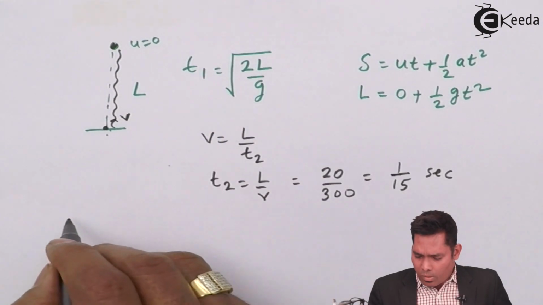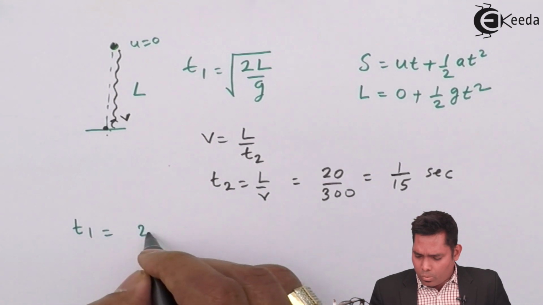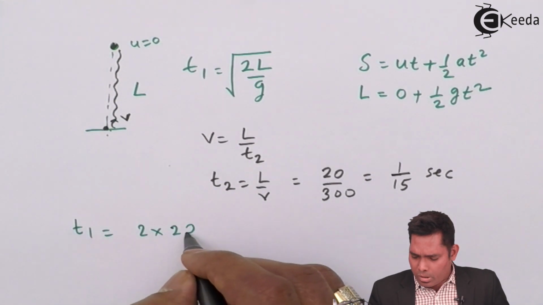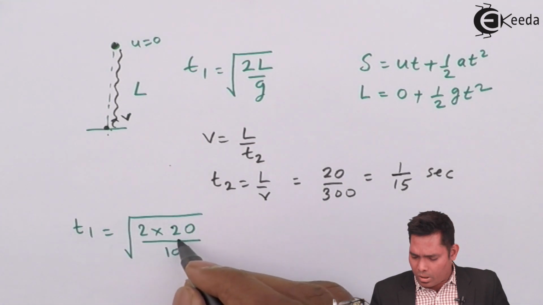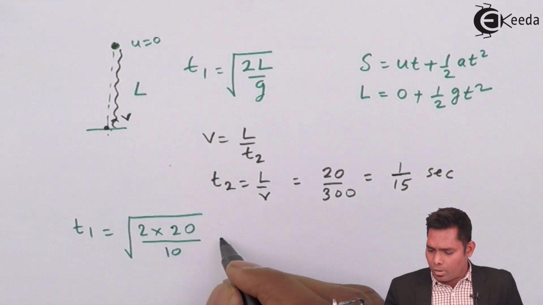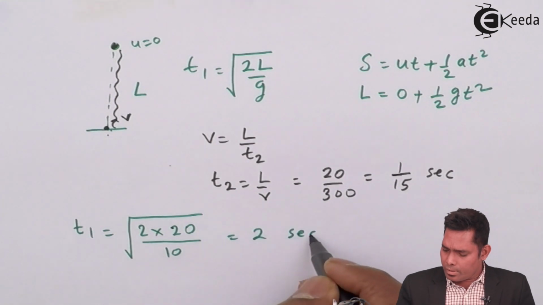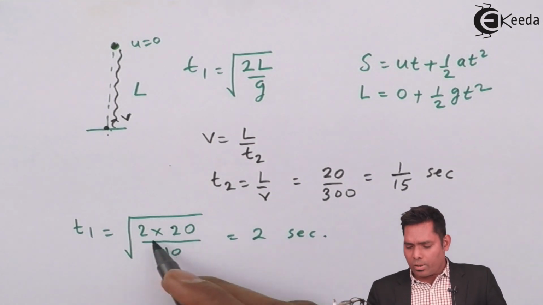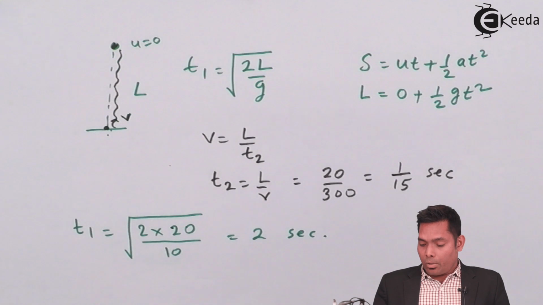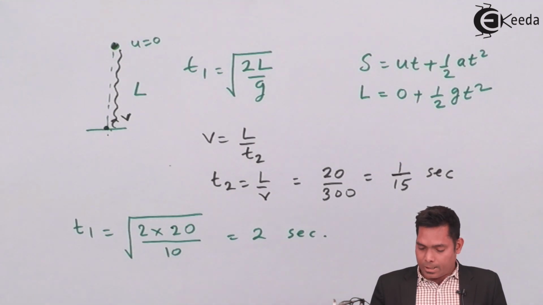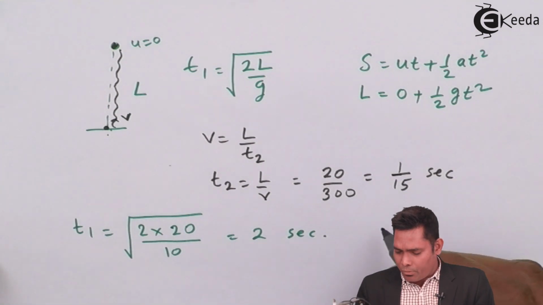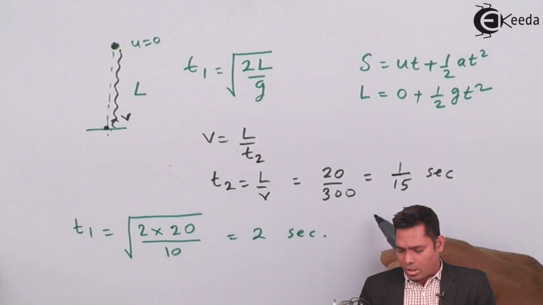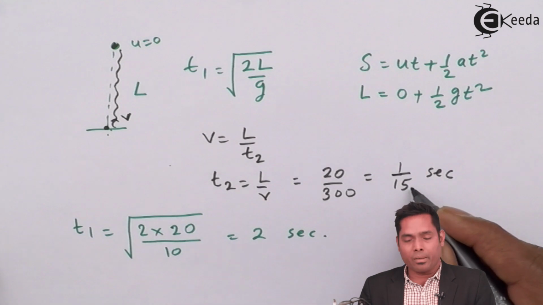If I see this, T1 comes out to be 2 times the length, which is 20 meters, and this is 10 under root, so this is 2 seconds. This is 2 seconds. So that means the total time, if I want to calculate it, is 2 plus 1 by 15 seconds.